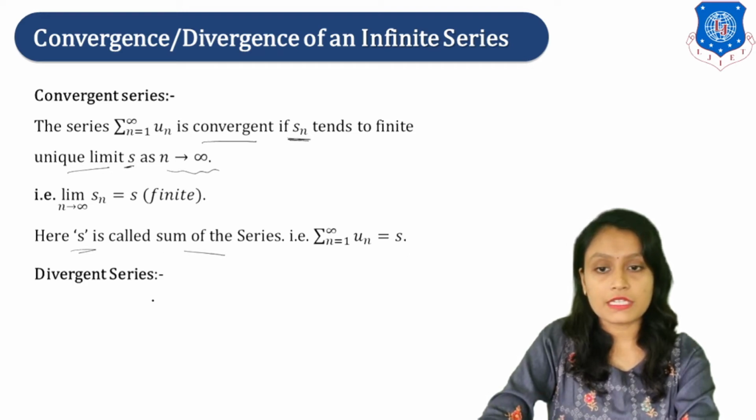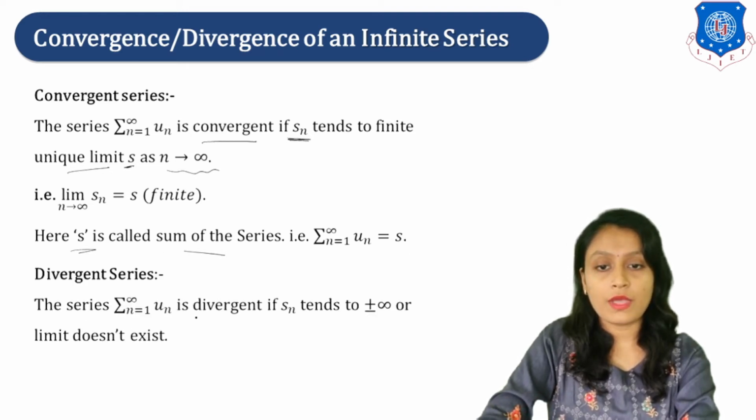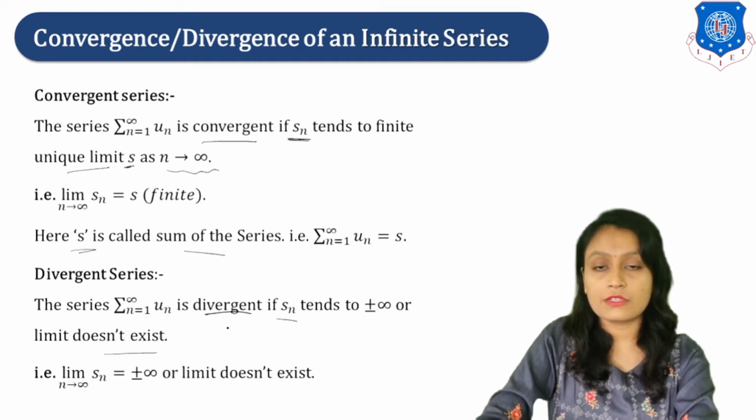Next, divergent series. The series un is divergent if Sn, the partial sum of the first n terms, tends to plus or minus infinity or the limit does not exist. Then we can say that this series un is divergent. So what we have to do is find the limit of Sn. If it is a finite limit, then the series is convergent. And if it is an infinite limit or if the limit does not exist, then the series will be divergent.